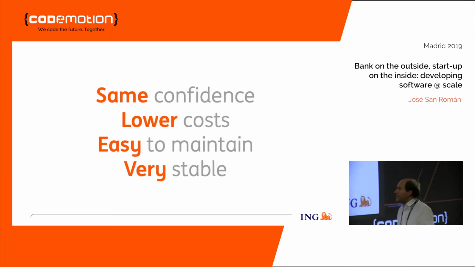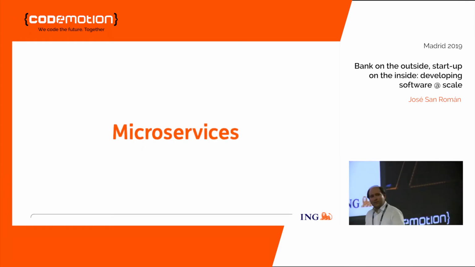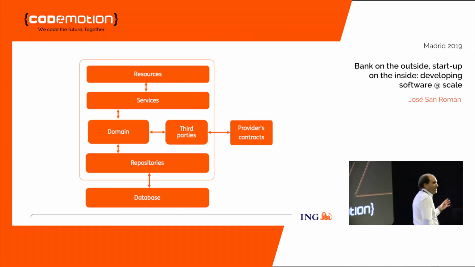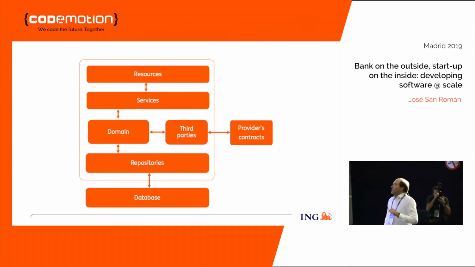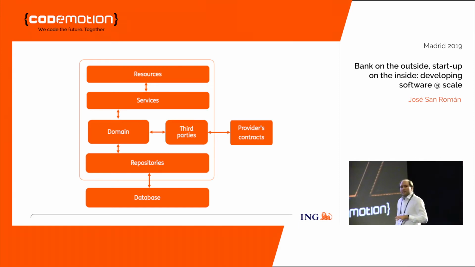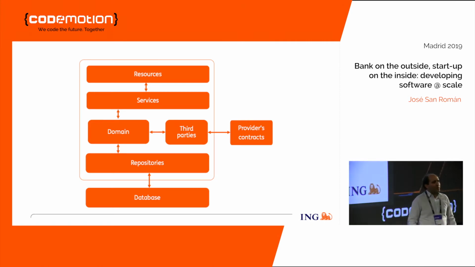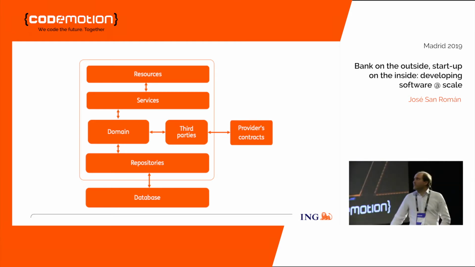Let's jump a bit to talking about applying this to microservices. This is the archetype of a simple microservice, quite simple. You have the API resources level, you have the services, you have the domain, which is using or consuming other third parties, and relying on repositories to do the persistence.